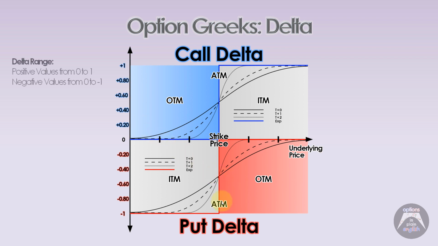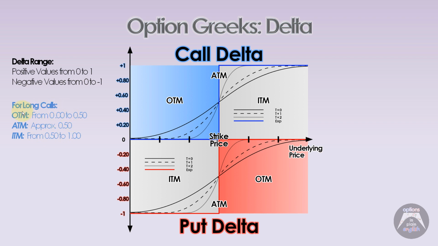Now, let's analyze what we just talked about and just make sure that everything is clear. And let's have it here in writing. The delta range for calls goes from positive values from 0 to 1, and for puts, negative values from 0 to -1. And you can see that the curve is pretty much the same. It's just going from 0 to 1 and 0 to -1, but the absolute values are the same.